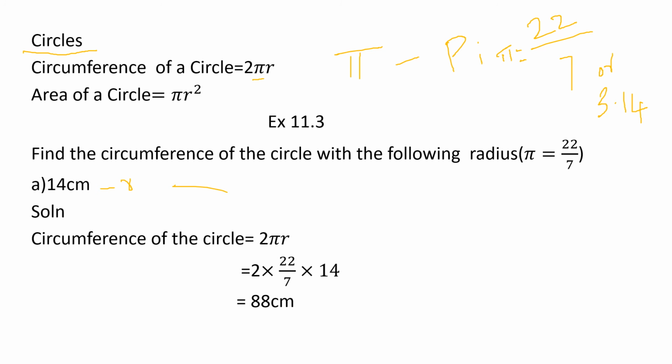What is the value given in the question? 14 into 14. Now just cancel it or multiply and divide. Calculation part according to your wish you can do it. Okay. So here 1 sevens are 7, 2 sevens are 14. Now 22 into 2, 44. 44 into 2, 88. So 88 centimeter. So circumference of a circle we got 88 centimeter.